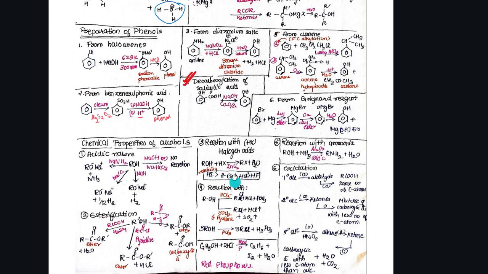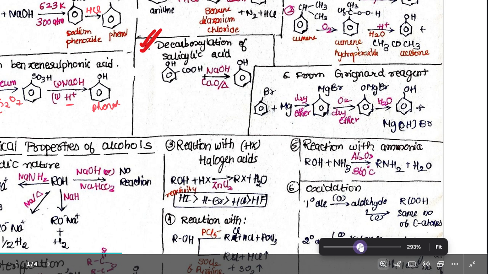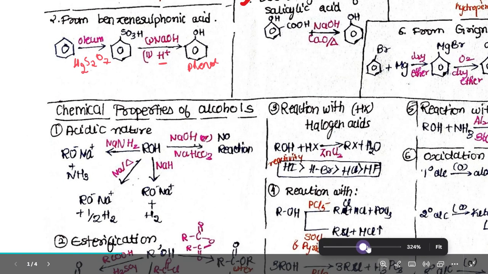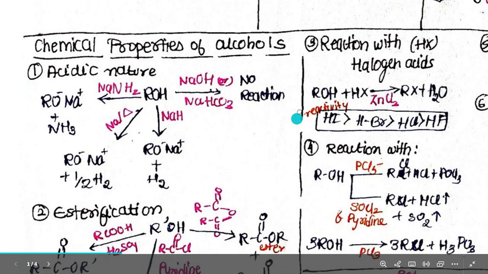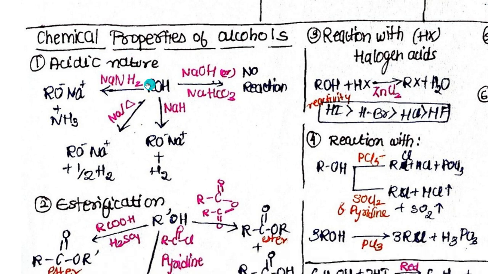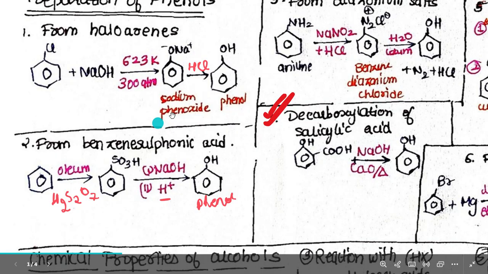Now coming to the chemical properties of alcohols. Now we'll see their chemical properties. First coming to the acidic nature. When I come to chemical properties of alcohol in that acidic nature, this alcohol on reaction with NaNH2 gives us RO minus Na plus, as we saw up. Okay, this is phenoxide ion, right? Sodium phenoxide, as we saw, right? So this was sodium phenoxide.